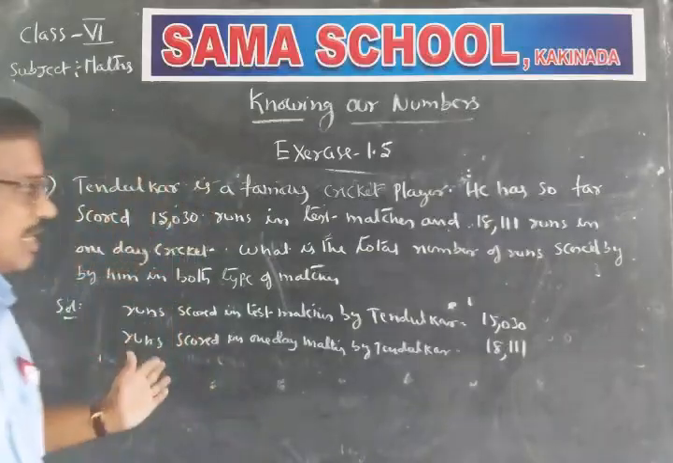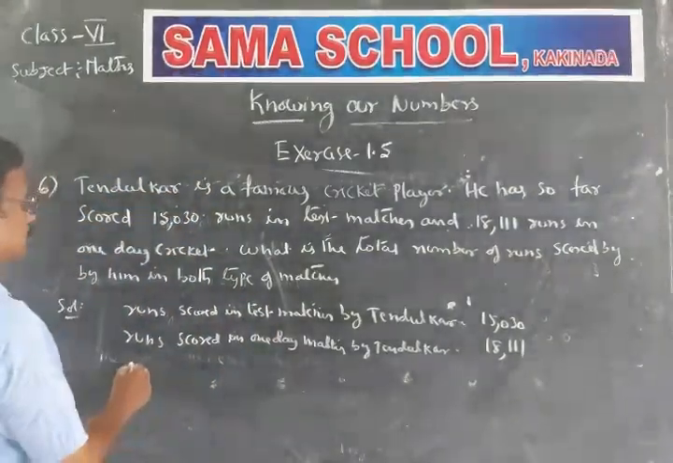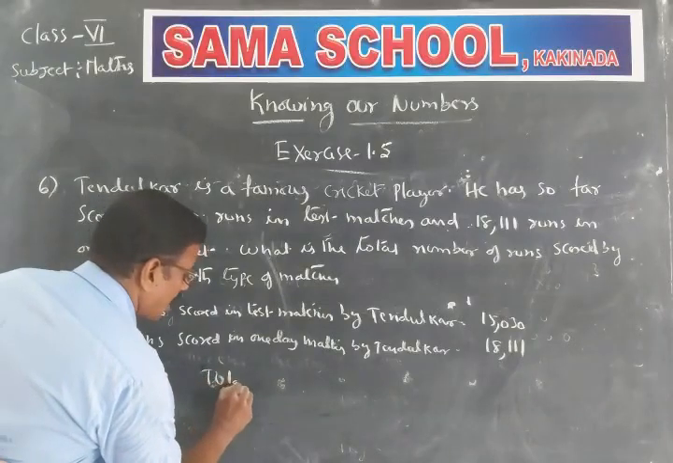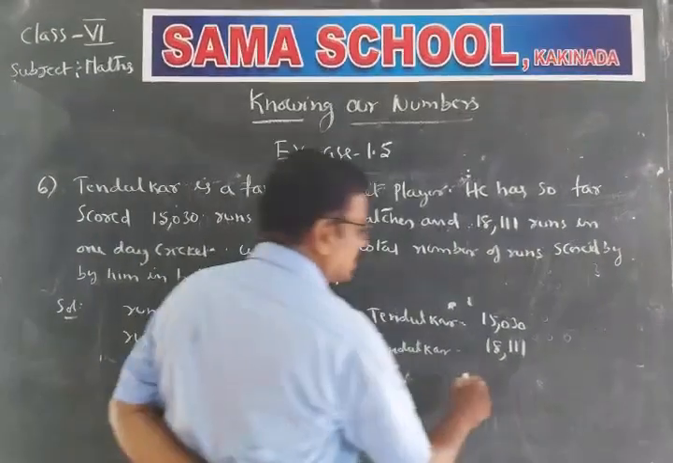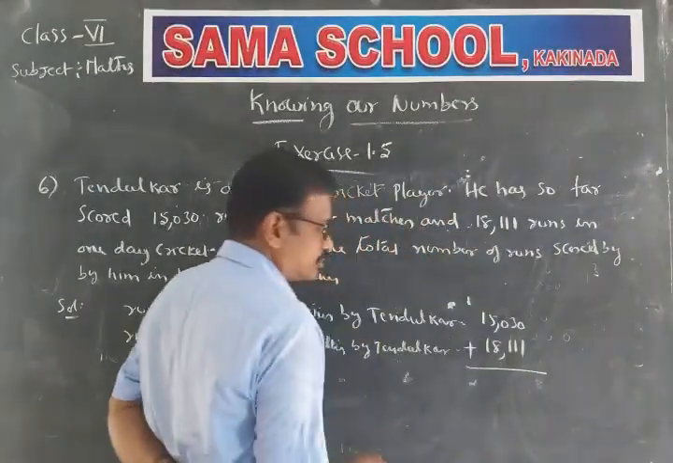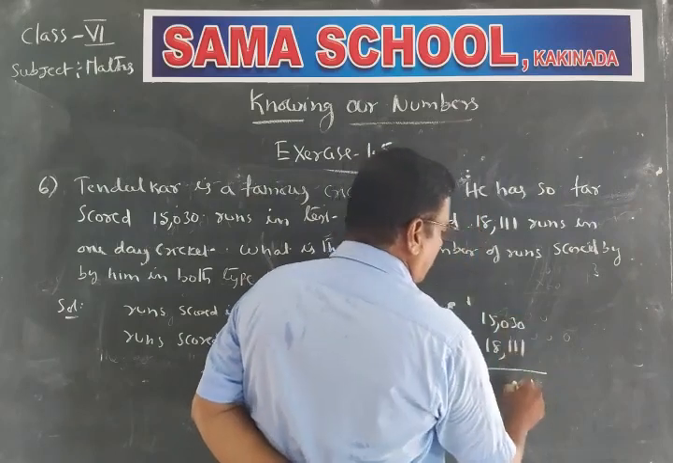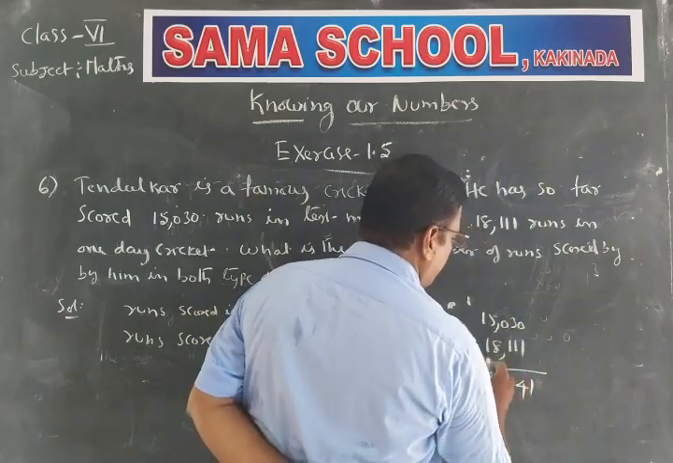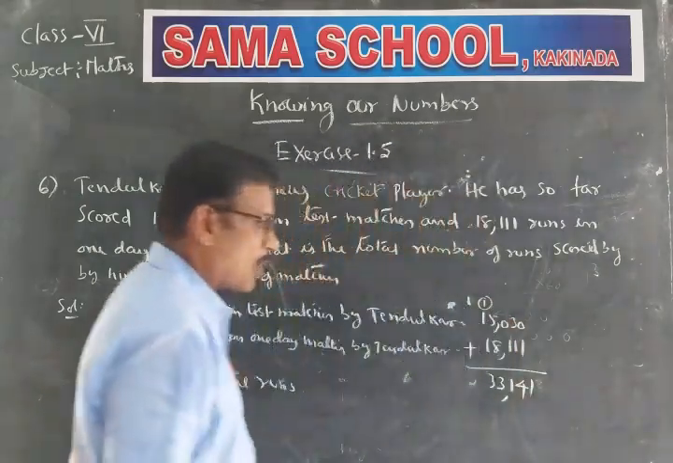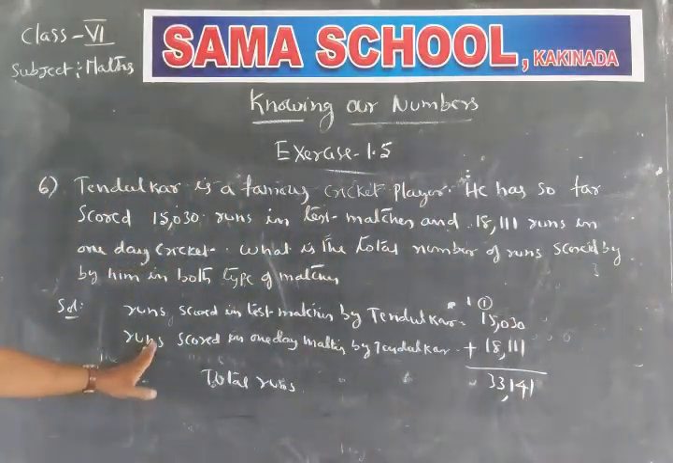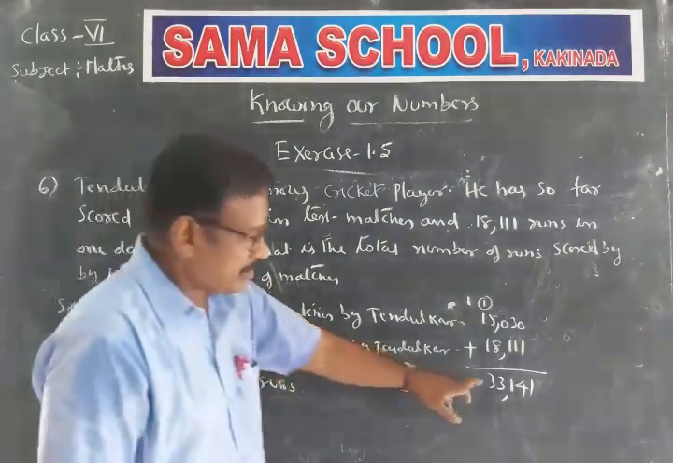Now the total runs in test matches and one day matches. What do we do now? For total runs, we add both. First add: 0 plus 1 is 1, 3 plus 1 is 4, 1, 8 plus 5 is 13. We get 33,141. The total runs scored in test matches and one day matches is 33,141.